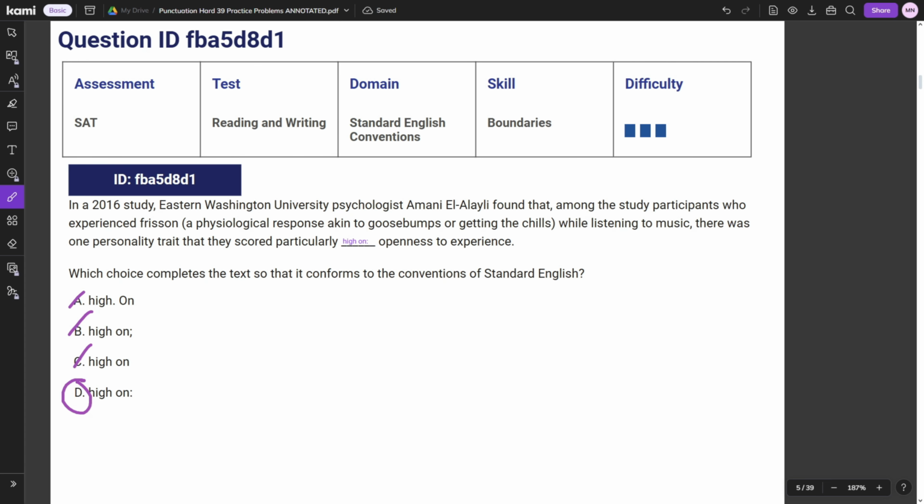So let's check that. Alright, so everything before the colon is a complete sentence, and you also notice that here it says that there was one personality trait that they scored particularly high on, and then after the colon it does explain what that trait is, which is openness to experience. So everything before the colon, complete sentence, everything after the colon, just an explanation. So yes, a colon would make sense in this case.